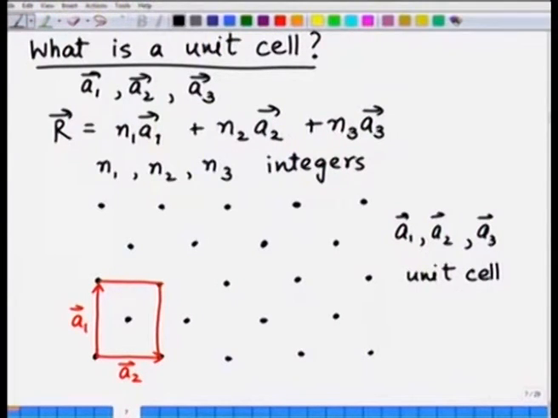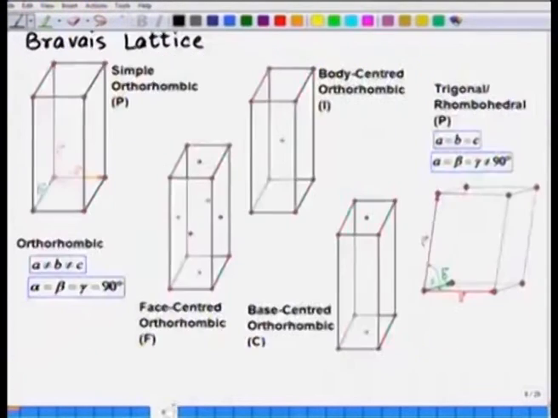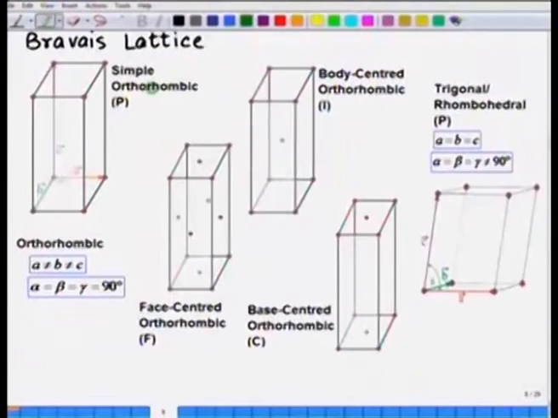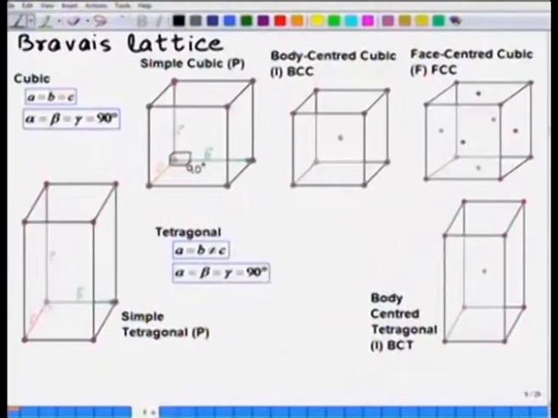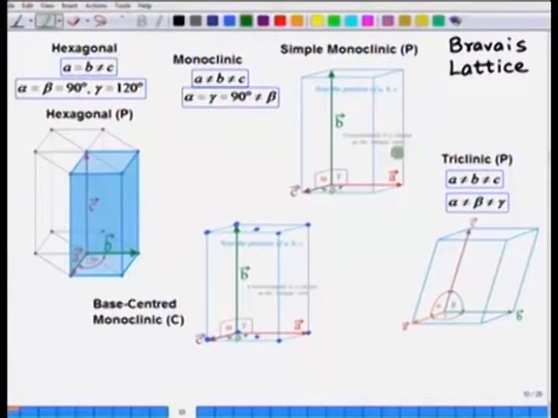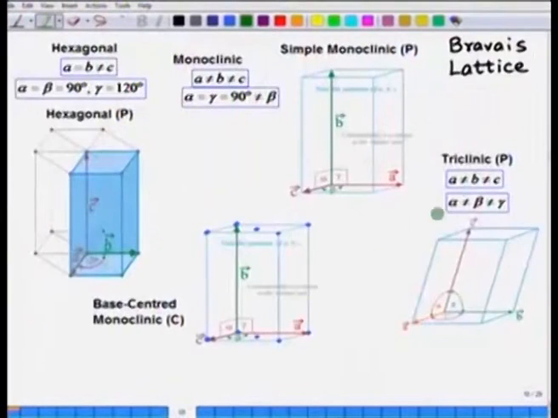By changing the angles, or the magnitude of A1, A2, A3, or the angles between them, there are 7 types of unit cells possible, and this is something you know: the cubic, the tetragonal, the orthorhombic, the rhombohedral, the hexagonal, the monoclinic and the triclinic. The cubic system has the highest degree of symmetry elements and triclinic has the least number of symmetry elements inherent in them.